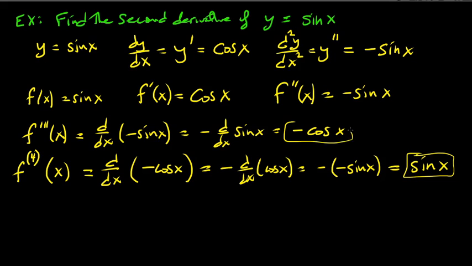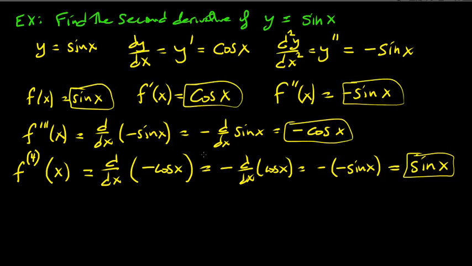This is the third derivative. This is the second derivative. This is the first derivative. And then this is the original function. Now you notice that the fourth derivative is just back to the original function again. Right, so it's the same as f of x.